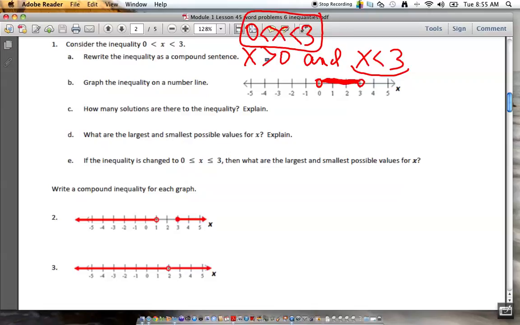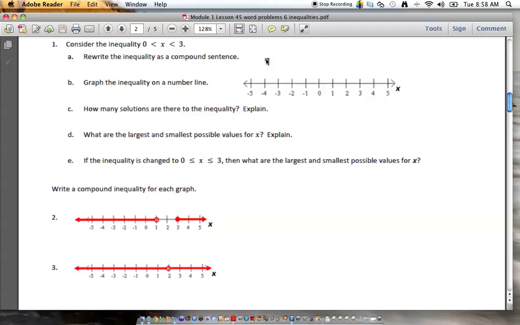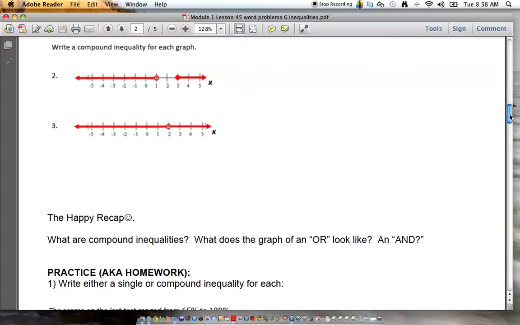If the inequality is changed to this, then what's the largest and smallest possible value? 0 is smallest, largest is 3. Good. All right, so let's see you guys write a compound inequality for this. Now, do you remember how we talked about the walk like an Egyptian?